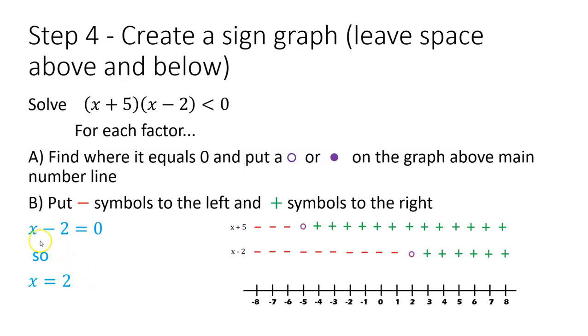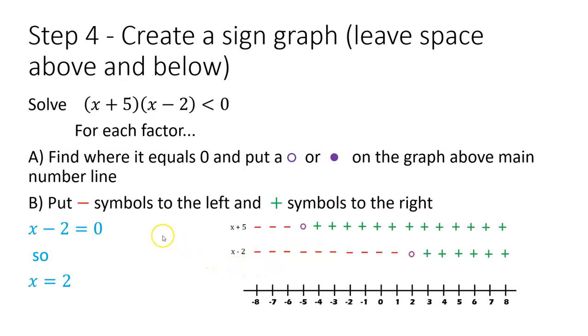When x is 2, 2 minus 2 is 0. So I have an open 0 at 2. Everything to the right gets a plus sign because all those values make x minus 2 positive. Anything to the left gets a negative sign because any of these values, when you plug them in for x, even positive 1, 1 minus 2 is negative 1. They give us negative answers.